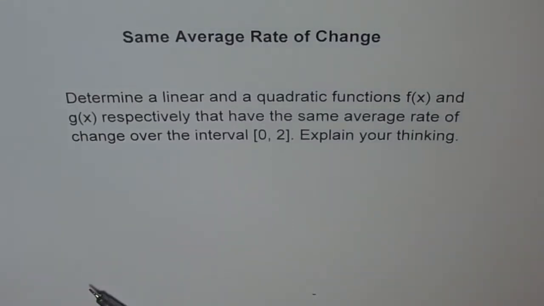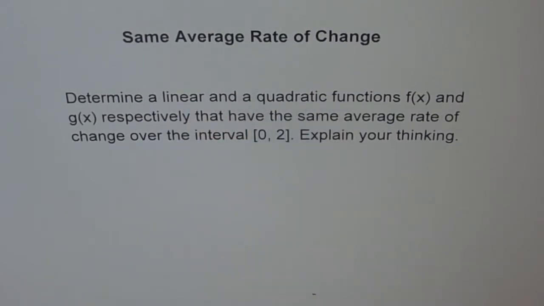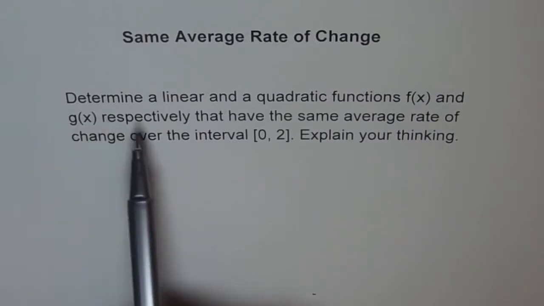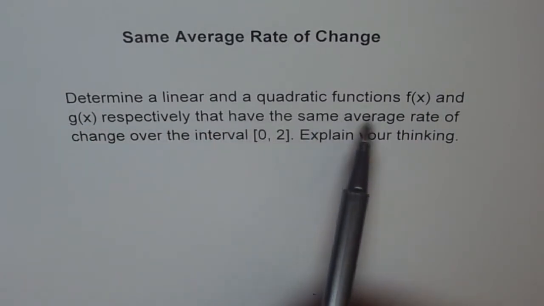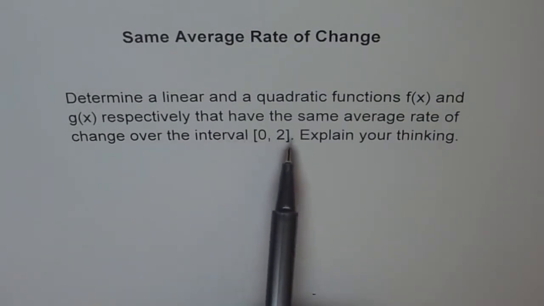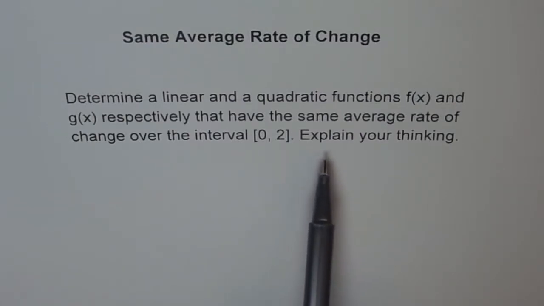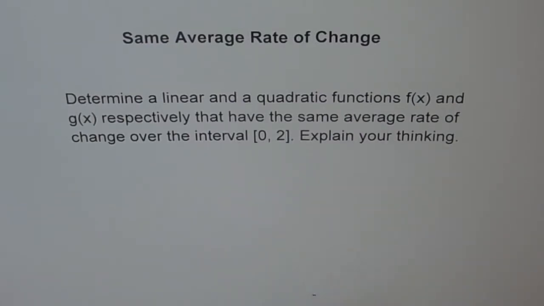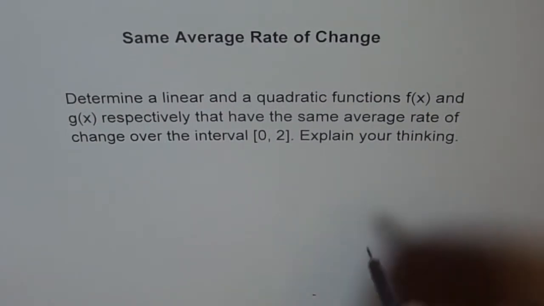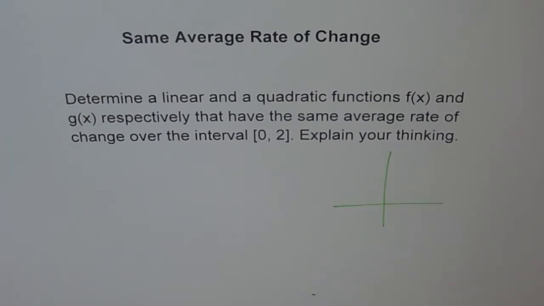Here is a very interesting problem. We need to find the same average rate of change from a given condition, right? The problem states: determine a linear and a quadratic function, f of x and g of x respectively, that have the same average rate of change over the interval 0 to 2. Explain your thinking. Okay, so basically, from 0 to 2, we want two different functions to have the same average rate of change.